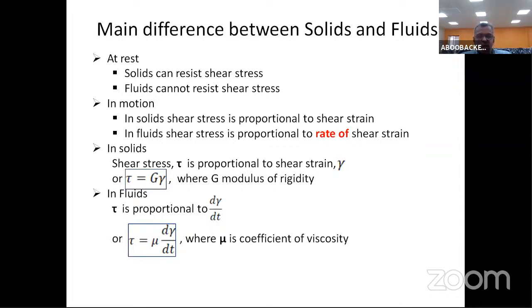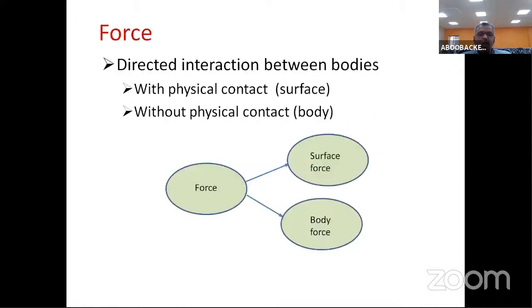So two differences. One is no shear stress at rest, this proportionality of stress to strain. Then also force, we have said that we have two classifications of force: surface force and body force. Because this is important when we formulate the momentum equations, we need to consider the two types of forces. One type is physical contact, called surface force, another without physical contact, called body forces. It will be acting at every point.